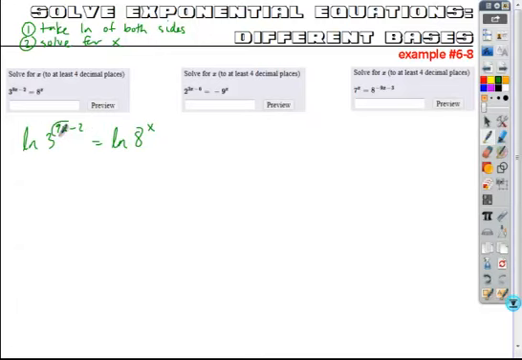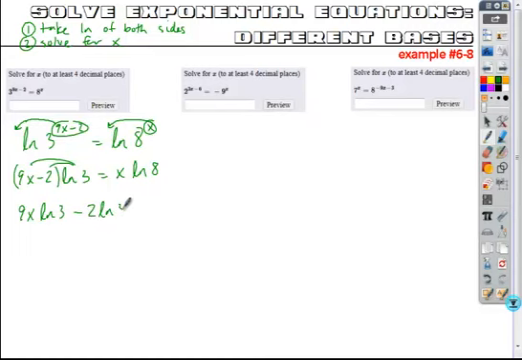And the property we use is any expression in the power, in the input of a log, can be moved out front. So we move this, we get 9x minus 2 times ln 3. Here we move the x out front, x ln 8. And then we work as we would an algebraic equation here. So we can distribute. The ln of 3 is just a number. It's an irrational number, but it's a number, so we can distribute it. We get 9x times ln 3 minus 2 ln 3 equals x ln 8.